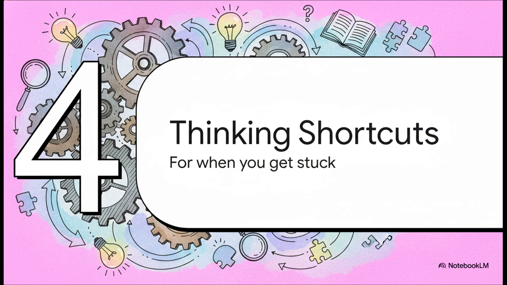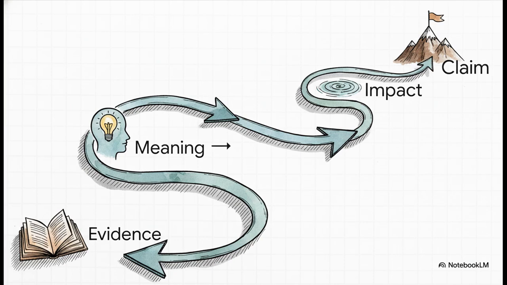We've all been there. So let's go over a few quick mental shortcuts to get those analytical gears turning again. First up is the arrow method. This one is fantastic if you're a visual thinker. Just literally draw it out. Your evidence leads to an implication, which leads to an impact, which leads back to your claim. Once you can see the chain of arrows, turning it into a sentence is a piece of cake.